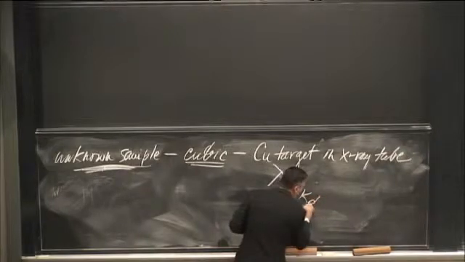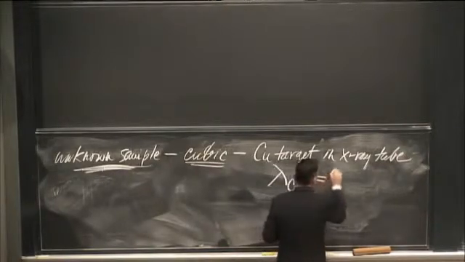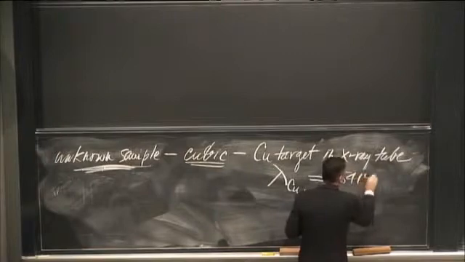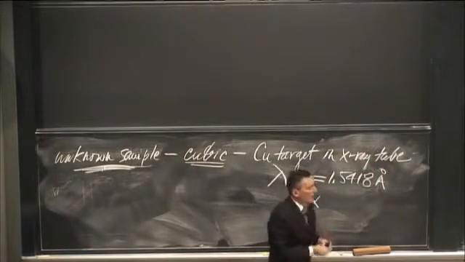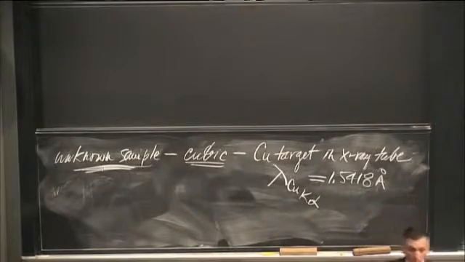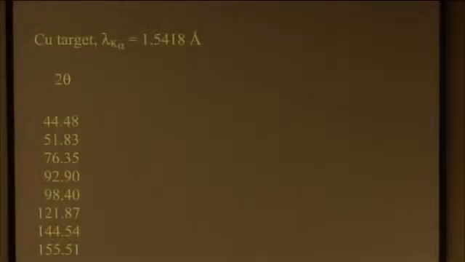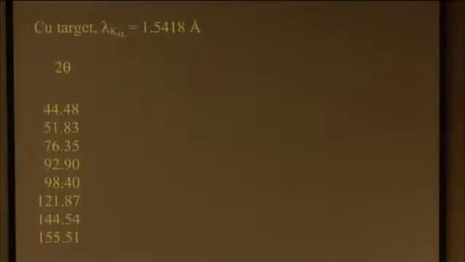lambda copper K alpha because I know its wavelength to 5 significant figures. It's 1.5418 angstroms. And here's the data set. I looked this up in the literature. So here's the data set from the experiment.